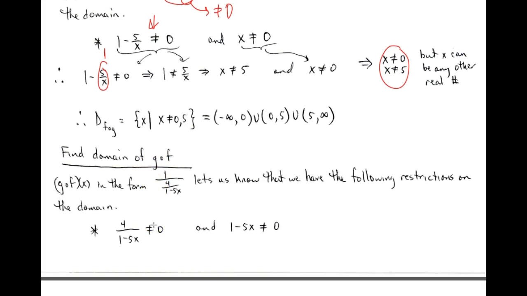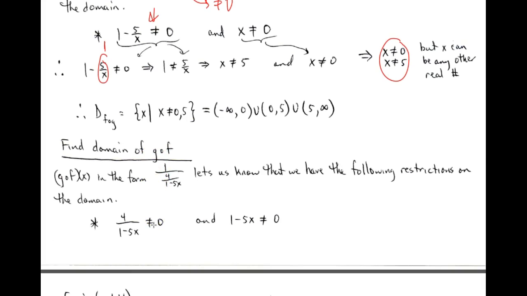All right, so now let's look at the domain of g of f of x. We know that g of f of x in its raw form looks like this. And of course, we know that 4 divided by 1 minus 5x can't equal 0, and 1 minus 5x cannot equal 0, because 1 minus 5x is in the denominator of this complex fraction. And of course, 4 divided by 1 minus 5x is a whole denominator within itself.